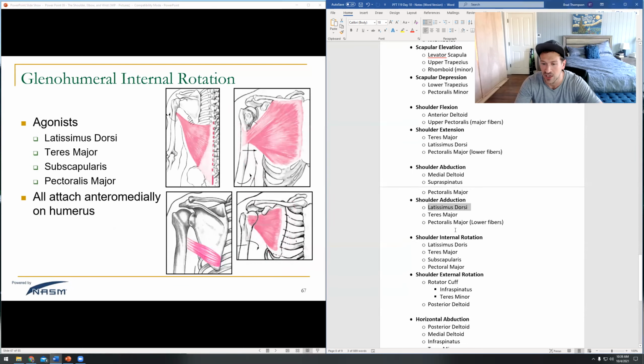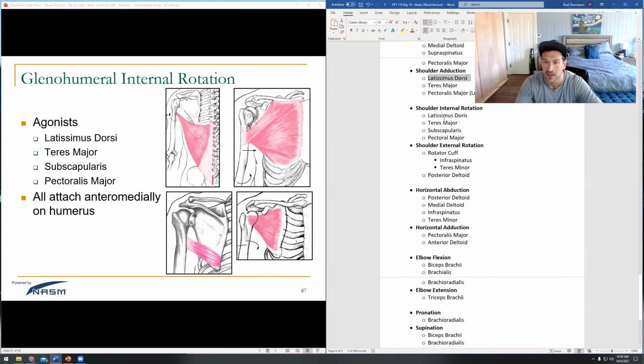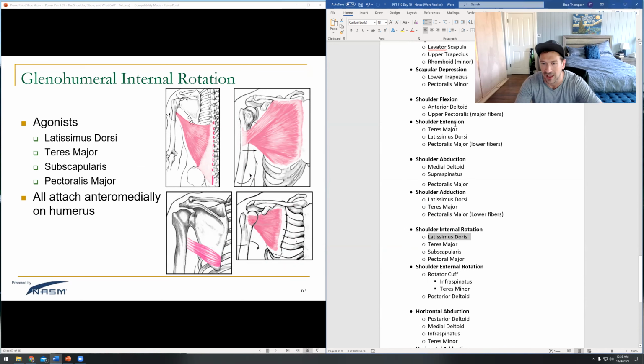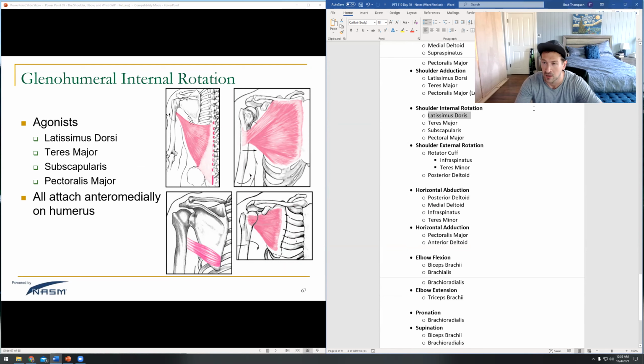Then we got the internal rotation versus the external rotation. Again, our lats have showed up on every freaking list here, right? It was a shoulder extensor, it was an adductor, and now it's also an internal rotator. That's why the lats get so tight. So internal rotation, right? And then teres major, internal rotation. Pec major, maybe a little, right? But yeah, all of those muscles there are internally rotating versus the external rotators, which are your actual rotator cuff.